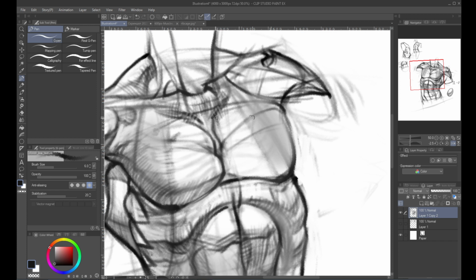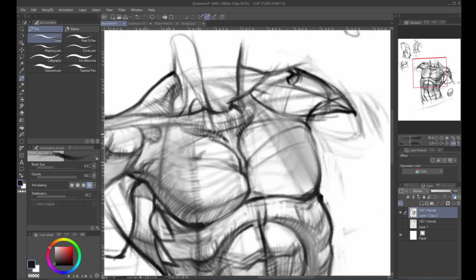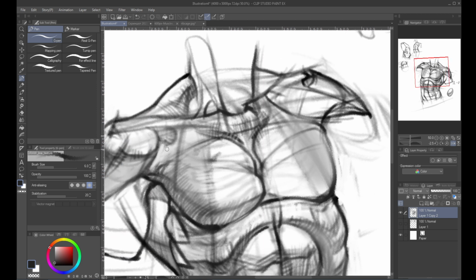In general, it's good to never stay in one part of the drawing for long. So constantly switching attention between the parts is usually a good way to work on drawing. Definitely will help you.